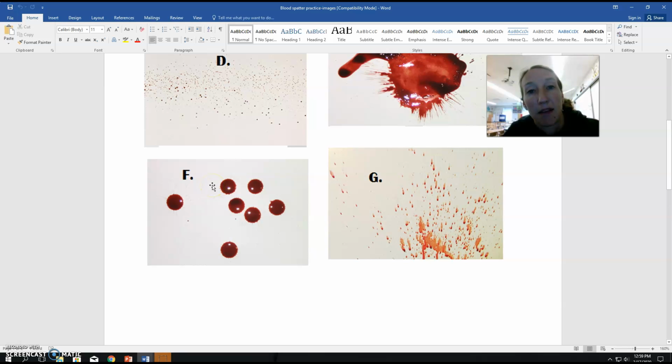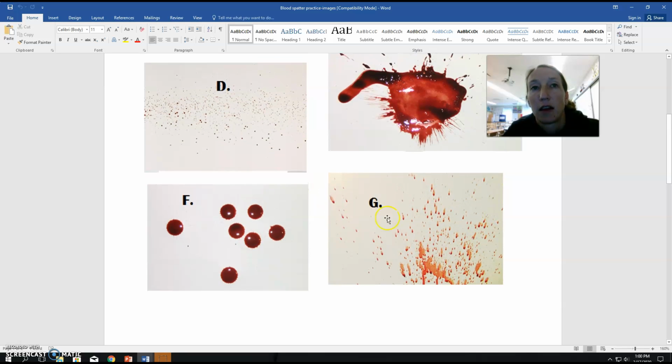F is passive, and these are just passive blood drops. 90-degree angle, nice circular shape. You see the spines, and some itty bitty little satellite spatter. All right, G is projected.